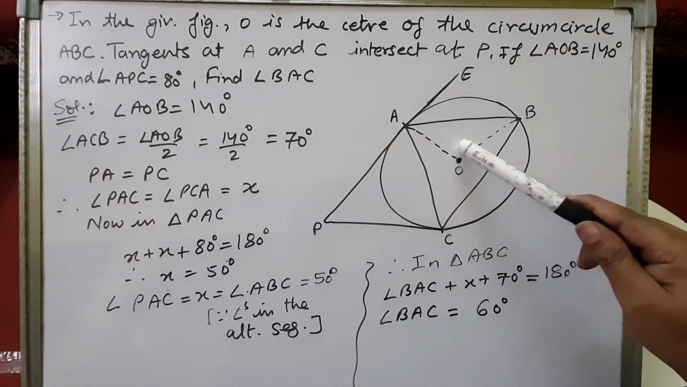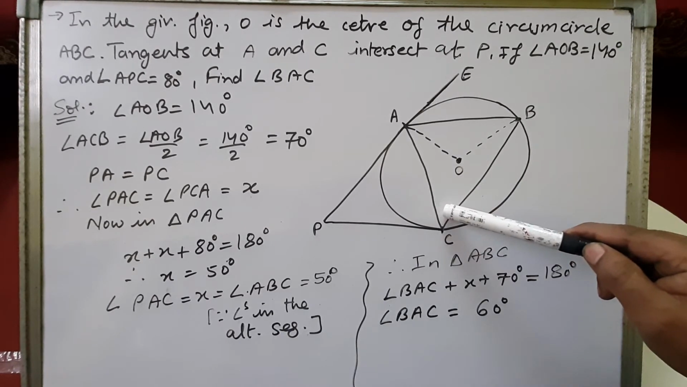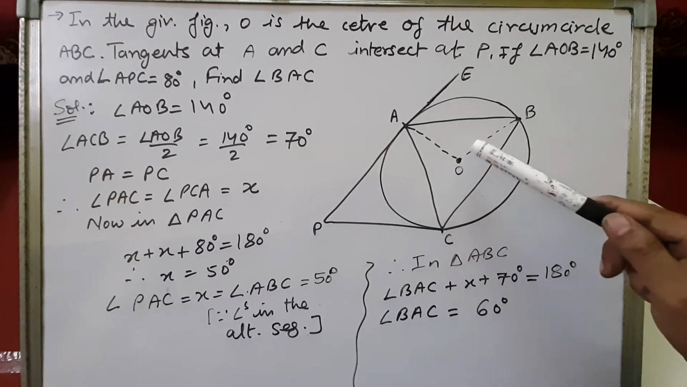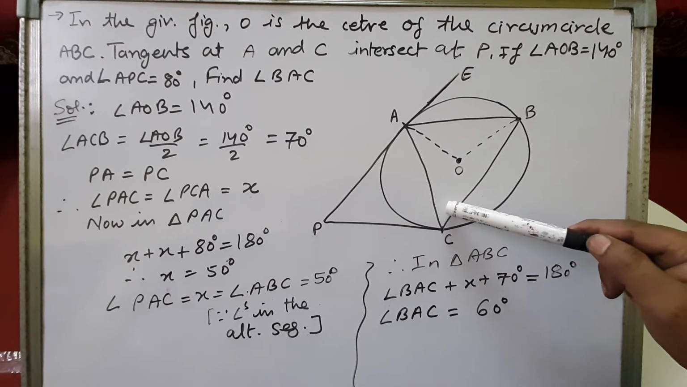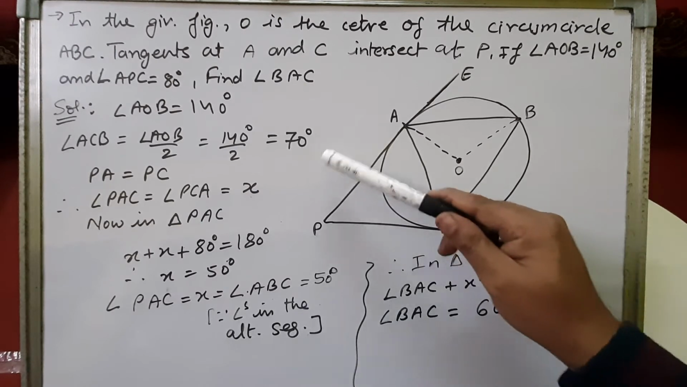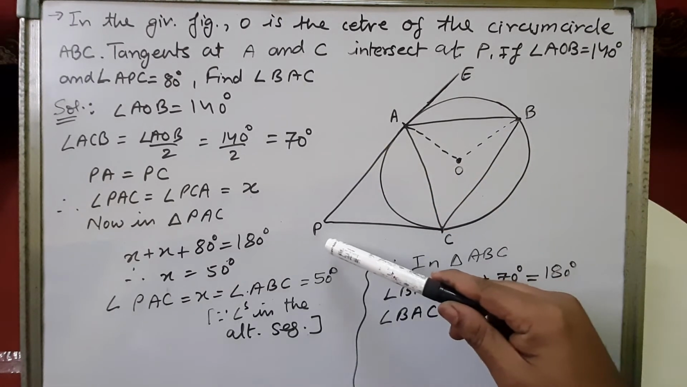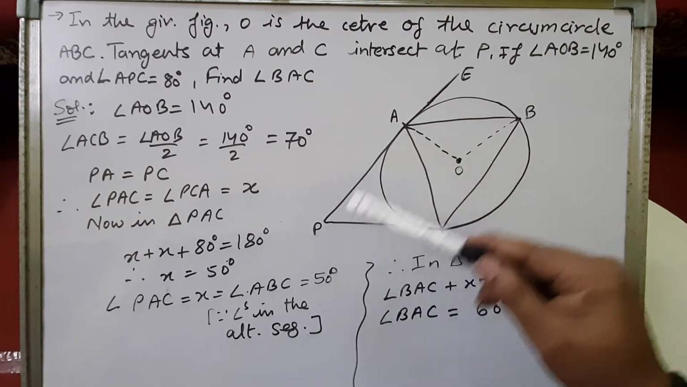Now angle AOB is given as 140 degrees. If this angle is 140, then this angle will be 70 degrees, half of this angle. We know that the angle subtended at the center is twice the angle subtended on the remaining part of the circle. So this angle ACB will be 70 degrees. Now we know that tangents drawn from an external point are of equal length. That means PA equals PC.